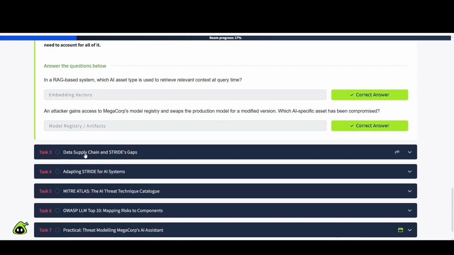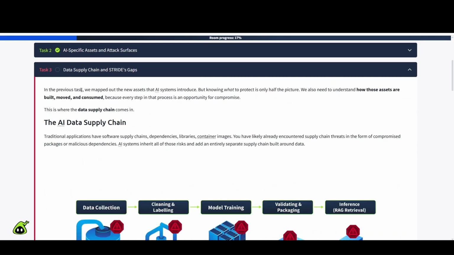Task number 3, data supply chain and STRIDE gaps. In the previous task, we mapped out the new assets that AI systems introduce, but knowing what to protect is only half the picture. We also need to understand how those assets are built, moved, and consumed. Because every step in that process is an opportunity for compromise, this is where the data supply chain comes in, the AI data supply chain.